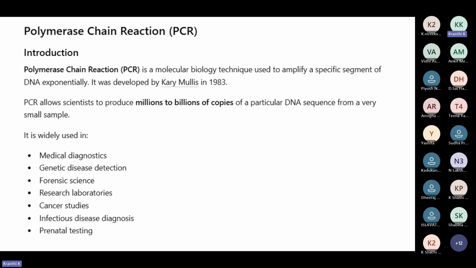Got it? So PCR allows scientists to produce millions to billions of copies of a particular DNA sequence from a very small sample. We have only one small DNA segment, or sample, and you are multiplying it multiple times. Got it? So you are synthesizing an artificial gene, but only that particular copy. You're amplifying it. It is used in medical diagnostics, genetic disease, forensic science, research laboratories, cancer studies, infectious disease diagnosis, and prenatal testing. Also, with this technique you are synthesizing multiple genes, meaning one segment synthesized multiple times.